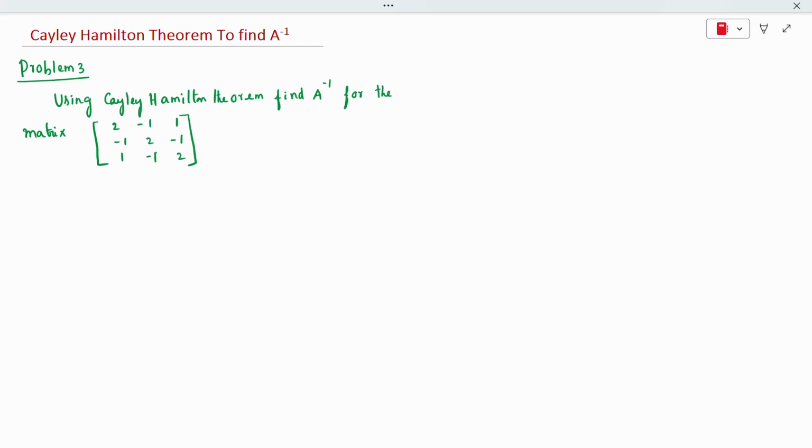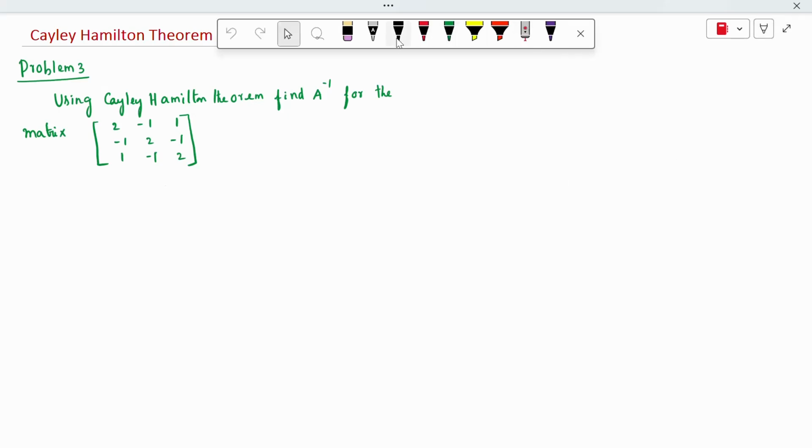Today's topic is Cayley-Hamilton theorem, how to find A inverse. Using the Cayley-Hamilton theorem, we have to find the A inverse for the given matrix. So first step, you have to write the characteristic equation.